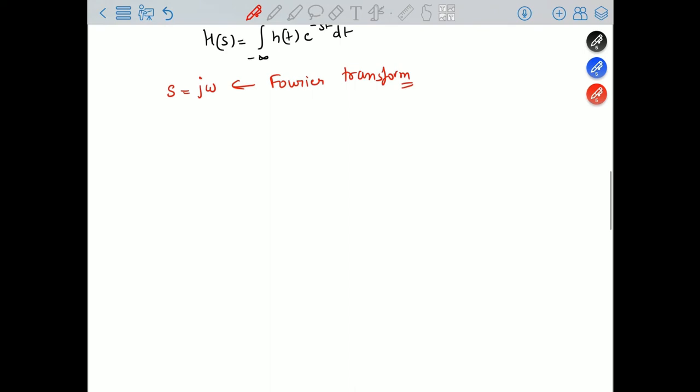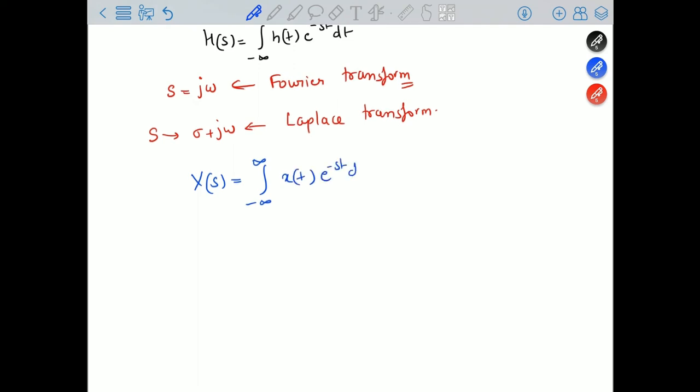And for any general value of s, which was sigma plus j omega, it can be referred to as the Laplace transform. So now for any general signal, how can we represent X(s), that is the Laplace transform? It can be represented as the integral from minus infinity to infinity of x(t) e raised to the power minus st dt, and here s has a value of sigma plus j omega.